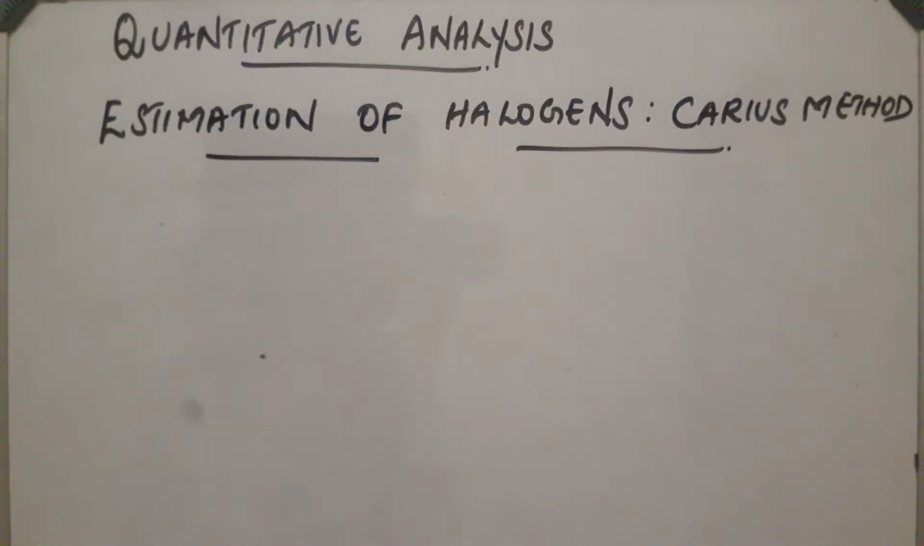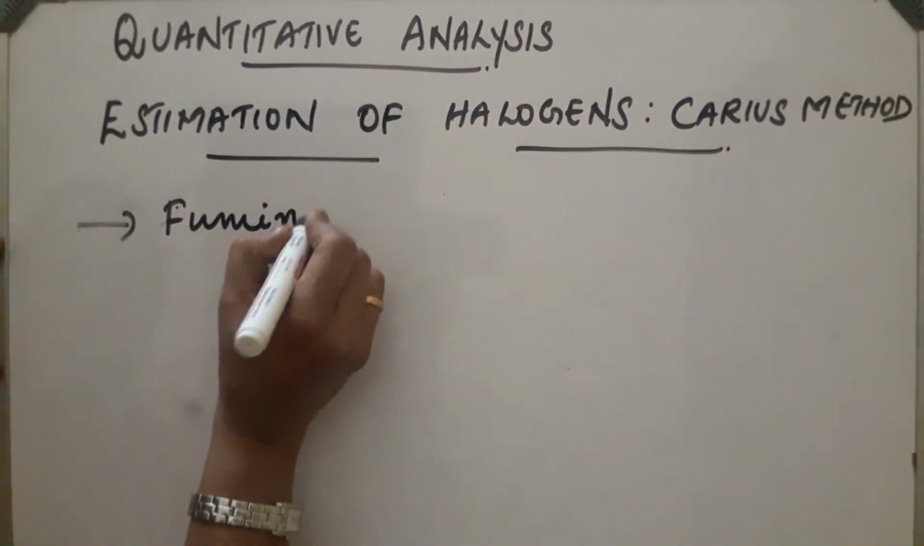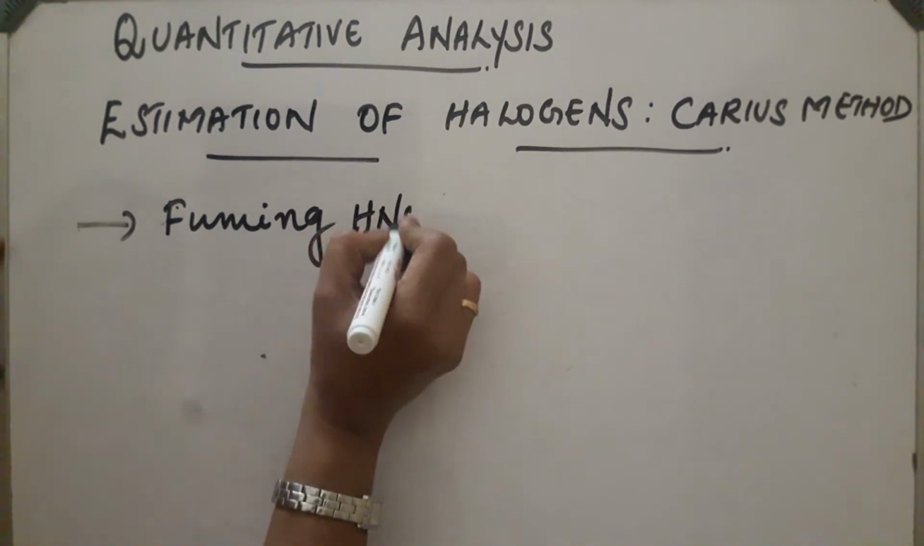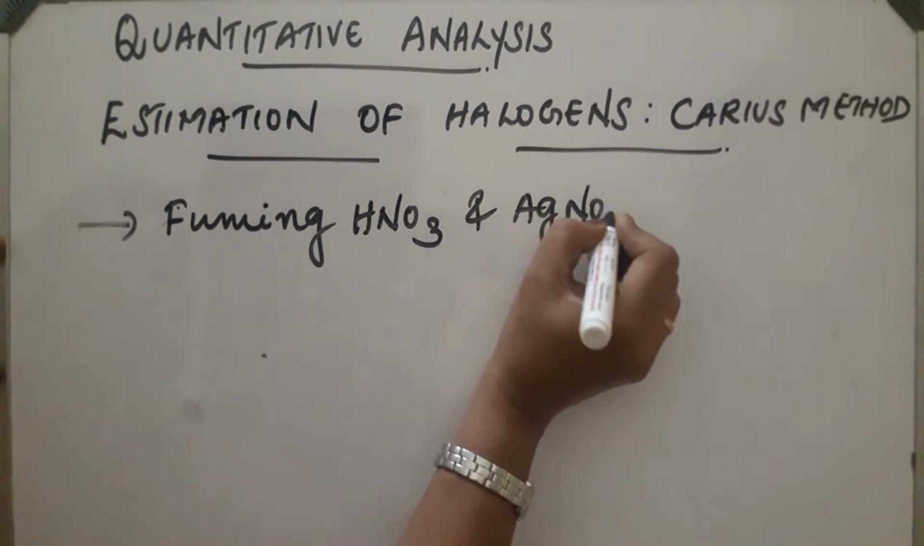Quantitative analysis of organic compounds, estimation of halogens. This estimation of halogens is also called Carius method. It involves a known amount of the organic substance heated with fuming nitric acid and silver nitrate, AgNO3.